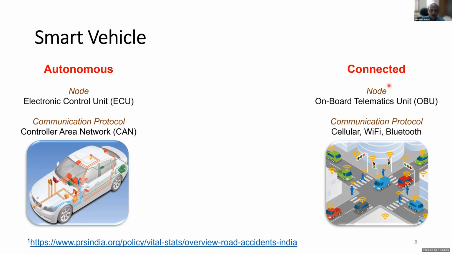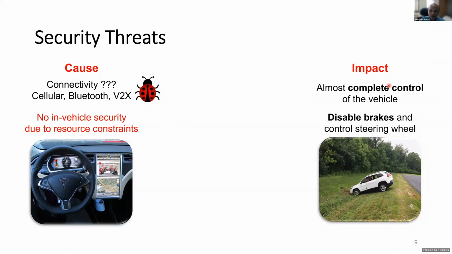And of course, we would like to move in both directions, the autonomous direction and the connected vehicle direction, in order to provide a variety of facilities to the users, and especially towards reducing the number of accidents that can happen on the road. But now that these two aspects are coming together, the autonomous aspect and the connected aspect, they are bringing security threats to the vehicle.